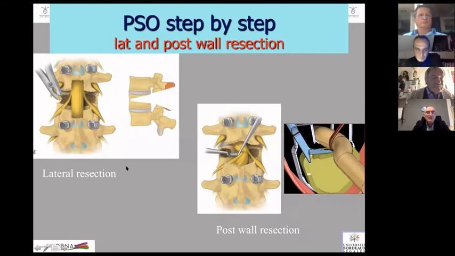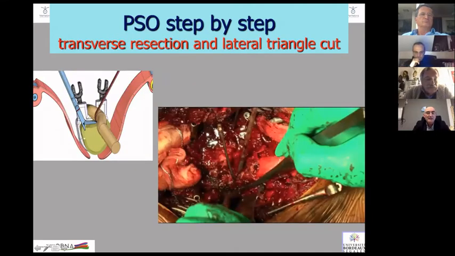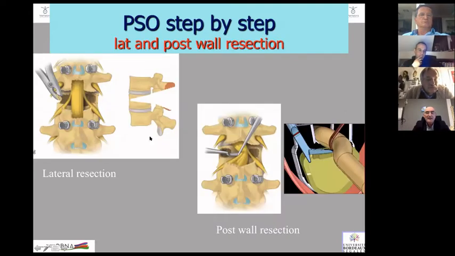So you do that on both sides. Of course, you need to see the traversing nerve root which is there. So you increase the size of the hole, so you can tack the bone, or you can remove the bone using a rongeur, and you do that on both sides. And after this lateral resection, you have to cut the posterior wall. So here the lateral resection can be done using this osteotome, but on the side to cut laterally. And the last thing is to cut the posterior wall.